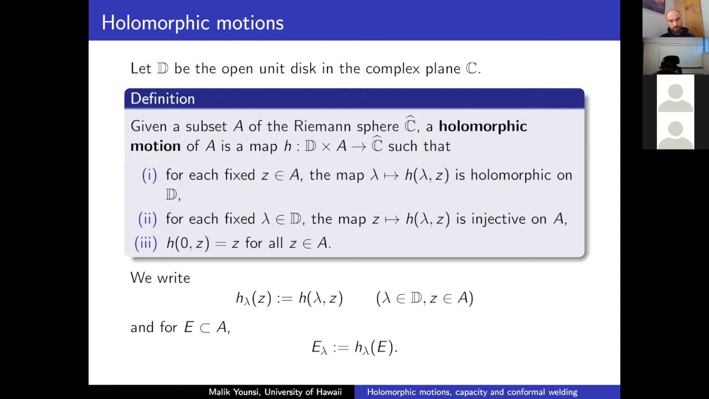Okay, so you should think of E lambda as some kind of holomorphic variation of the compact set E, maybe with some time parameter, but the time parameter lambda is complex. It lives on the unit disk.